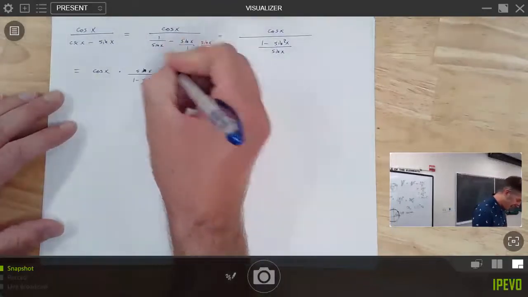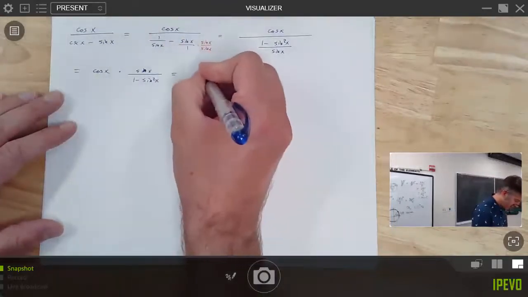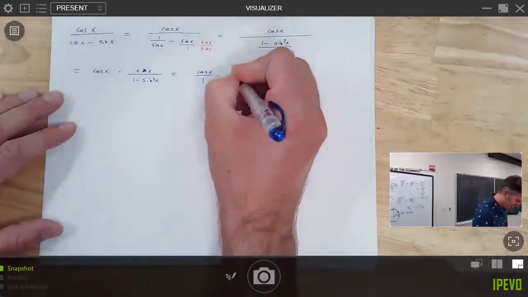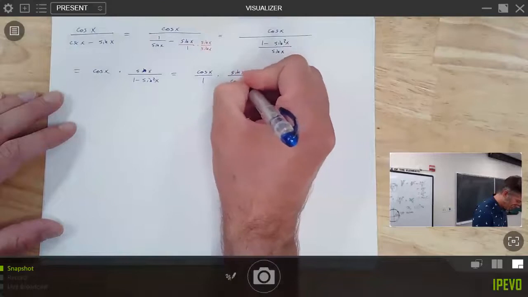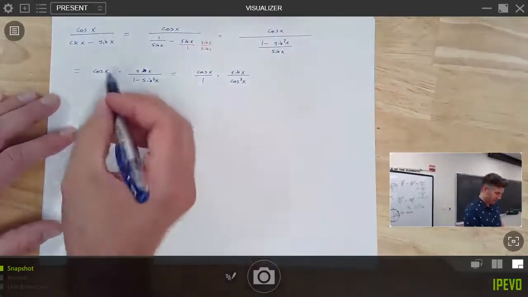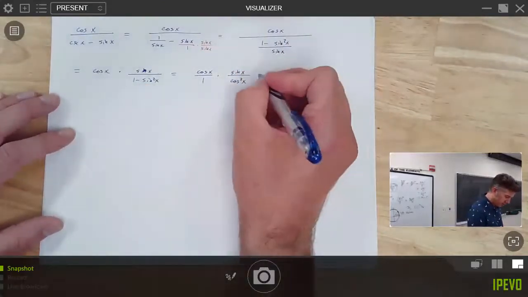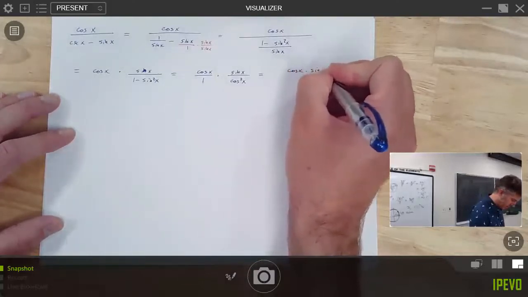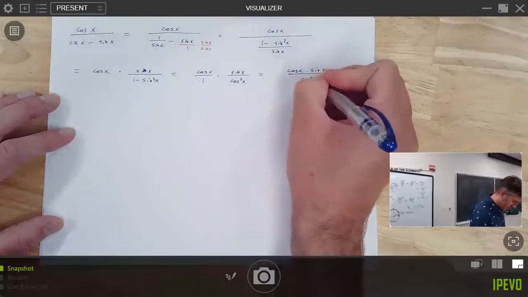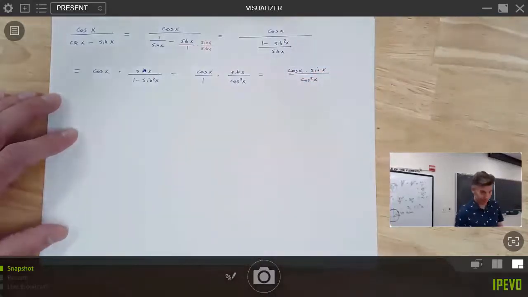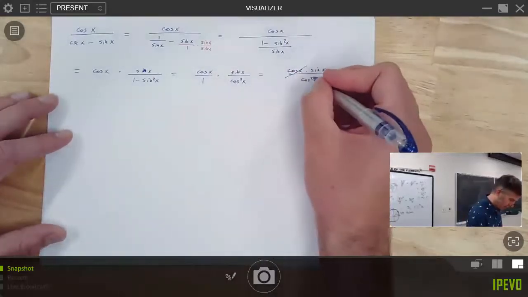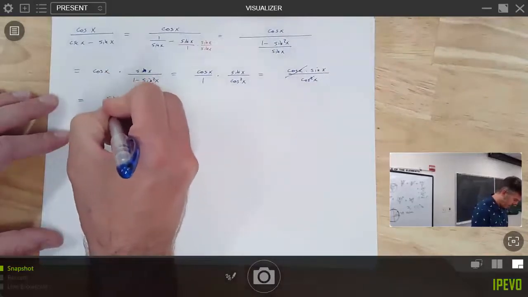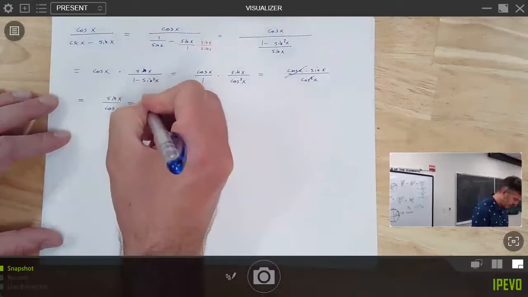And then we could write this as cosine x over 1 times sine x over cosine squared x. If you're perfectly fine jumping from this straight to cosine x times sine x all over cosine squared x, that is also perfectly fine. And then the cosine cancels here and here. We're left with sine of x over cosine of x, which is our good friend, tangent of x.